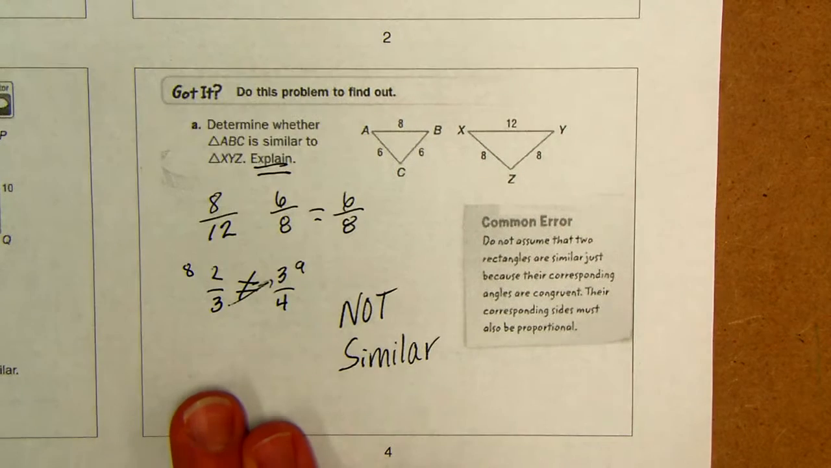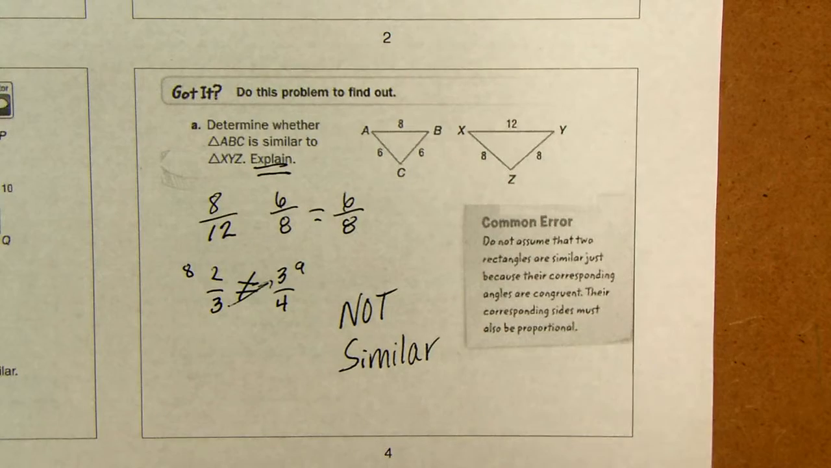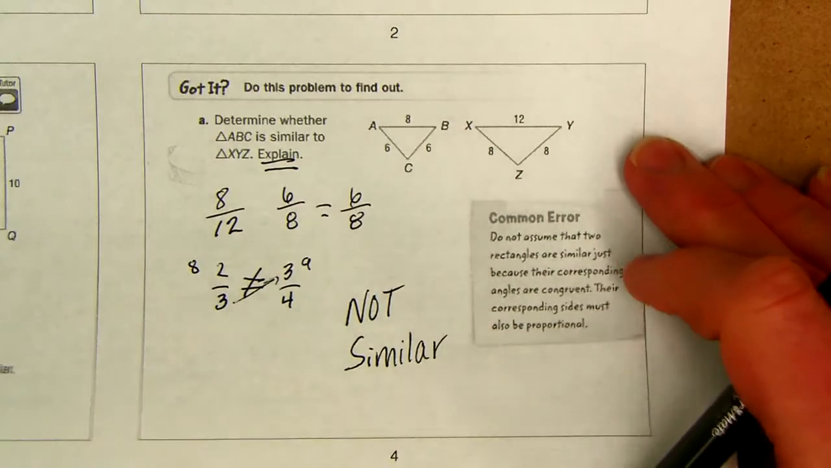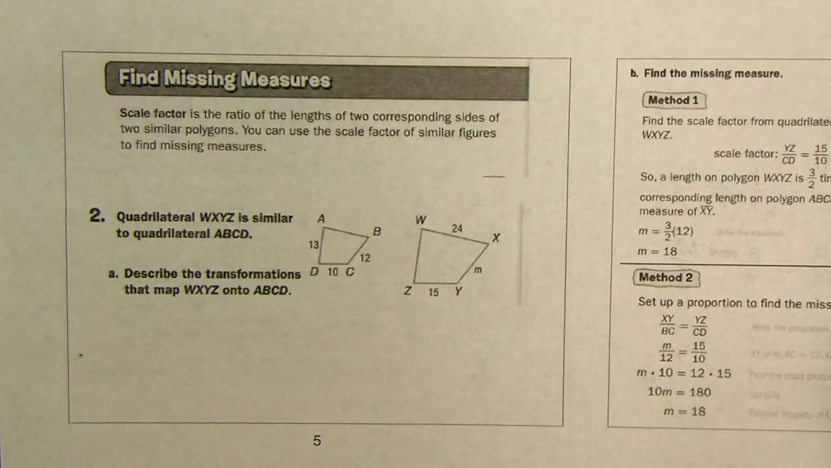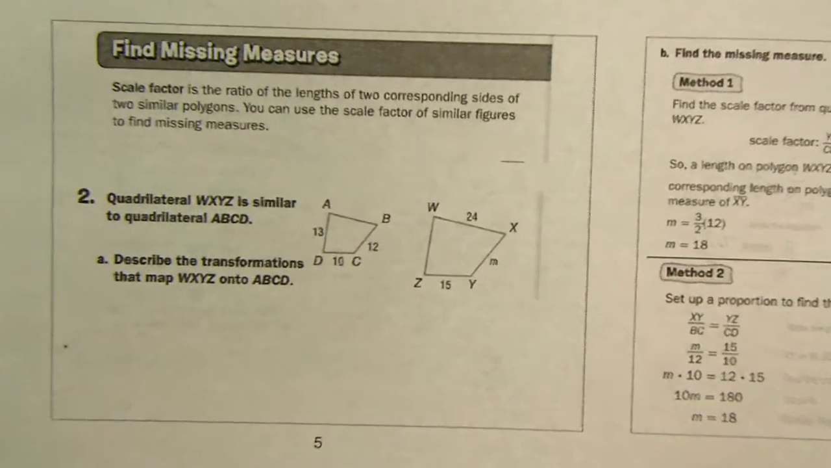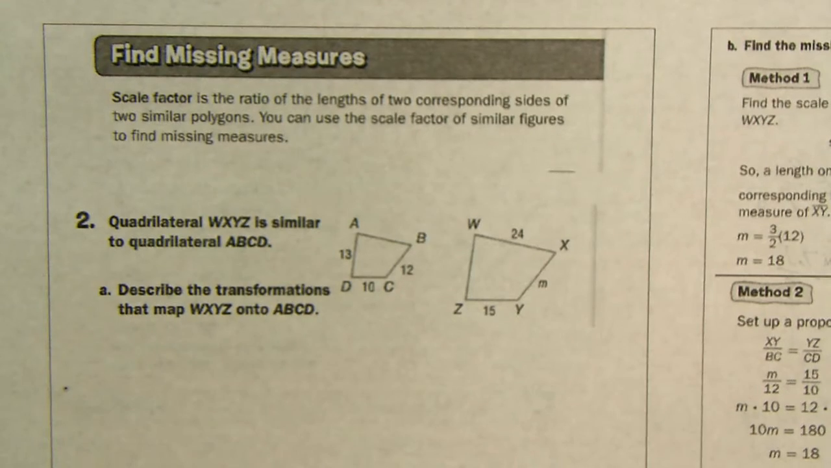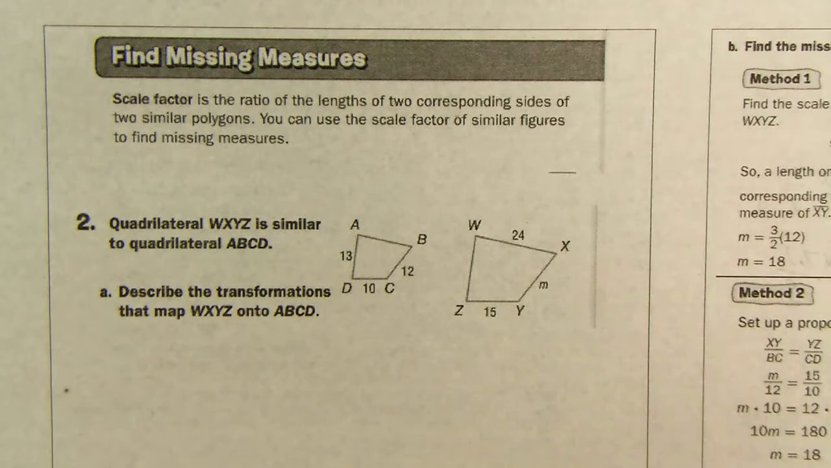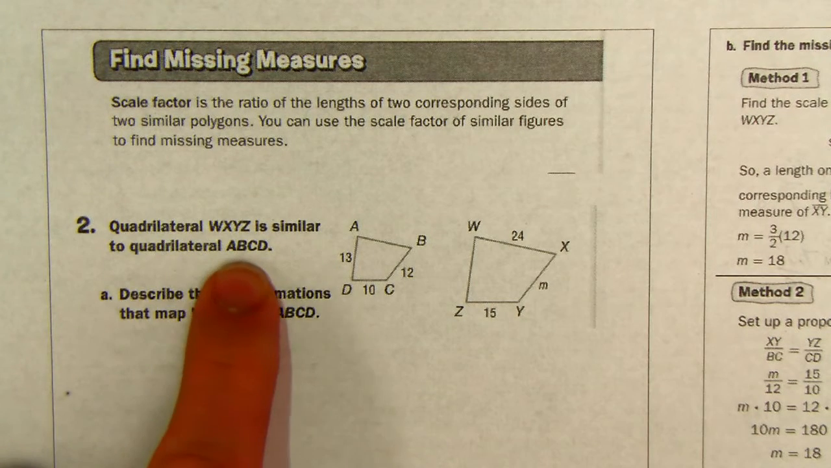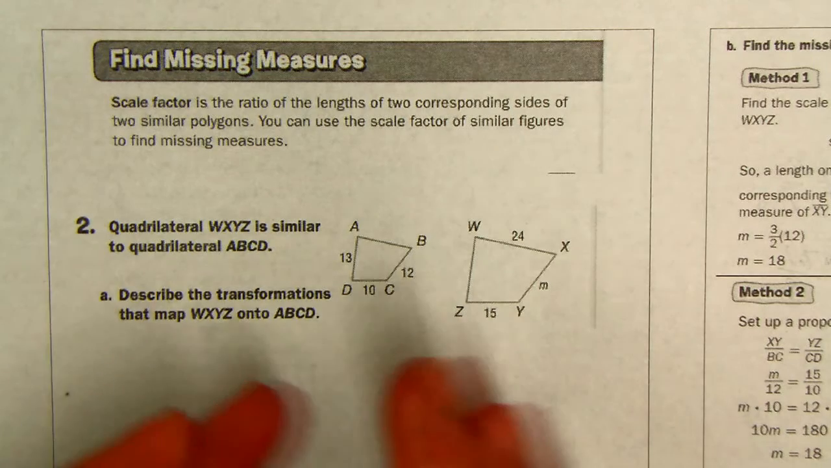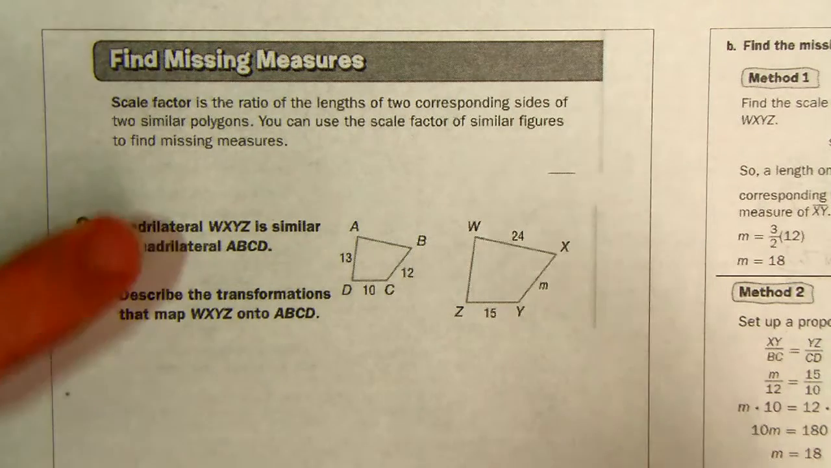Moving on to the back. When they tell you that they're similar, again, here's the part that's new today. We are actually going to use the scale factor from one set of corresponding sides to find a missing one. So notice this one, XY is M. It says quadrilateral WXYZ is similar to quadrilateral ABCD. Now it's easy to see which side corresponds, but remember, if you can't tell, they have to be labeled in corresponding order. So WX corresponds to AB and so on and so forth.